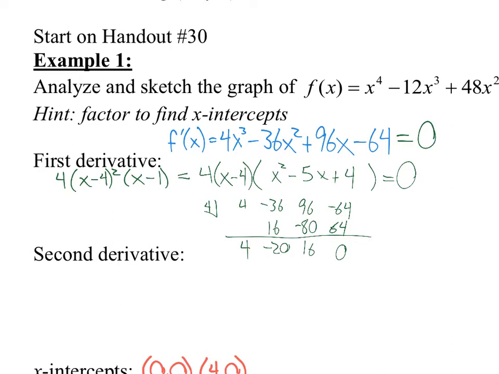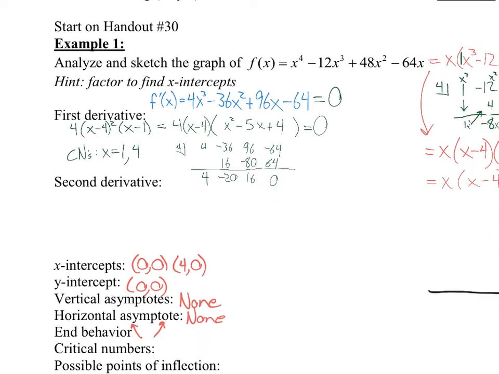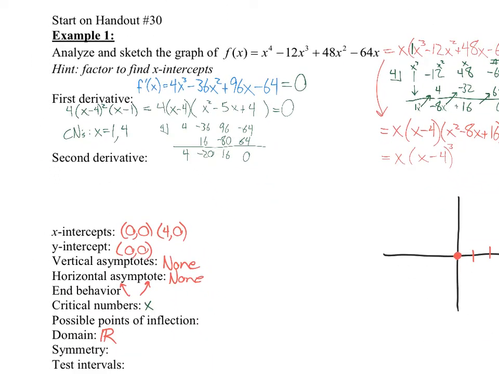So what are my critical numbers? 1 and 4. Yeah, 1 and 4. So those are my critical numbers at x equals 1 and x equals 4. So now I'm going to do my sign diagram: 1 and 4. My first derivative, and what's my function doing?